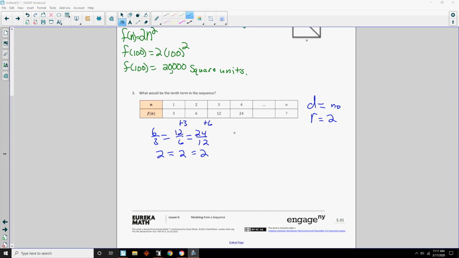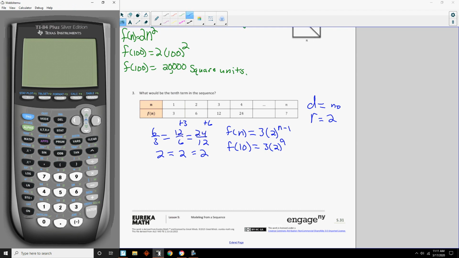Okay, and before I do that, let's just do the equation. So, since it is a geometric, I would say f of n equals the first term times the common ratio to the power of n minus 1. So, if I want to know what the 10th term is, that'd be f of 10. And that would equal 3 times 2 to the 9th. 10 minus 1 is 9.